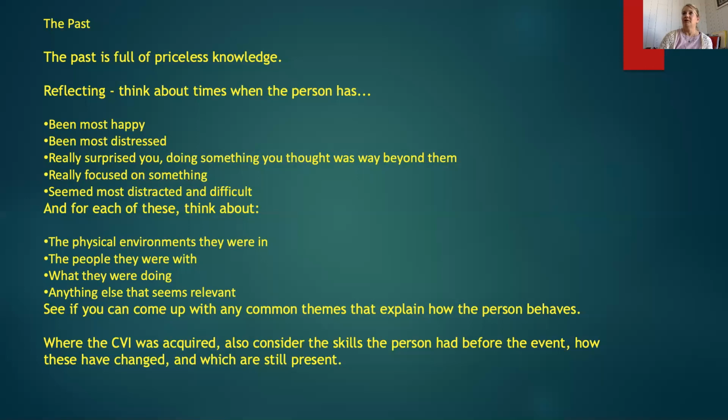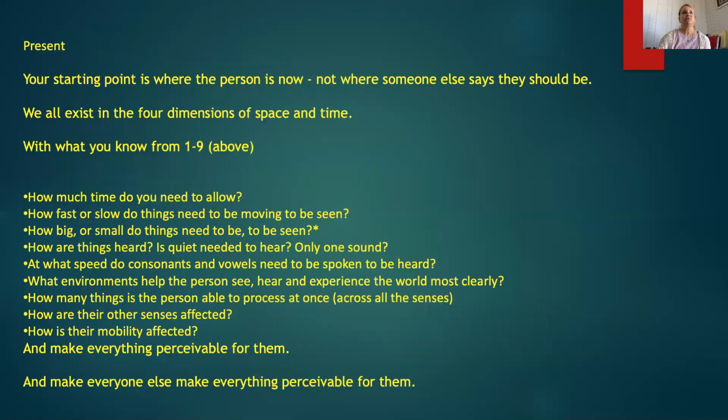If they were a baby, maybe they had started developing normally, and then this event happened, and so they had acquired some skills. They might have regressed in those skills, but now how have those skills changed? Are they still intact? Are some still present? And then we think about the present time. So as educators, our starting point, we need to meet that person where they're at now, not where someone else or some chart or some statistic says that they should be.